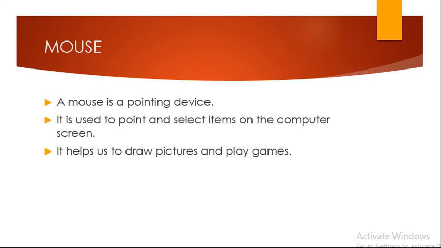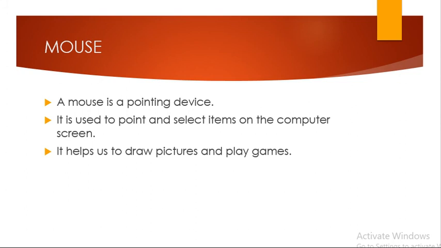So, now the next one is the mouse. This is also an input device, and it is also called a pointing device. A mouse is a pointing device because it is used to point at anything on the monitor. Just like I am pointing with this mouse, in this way you can point at anything on the computer.